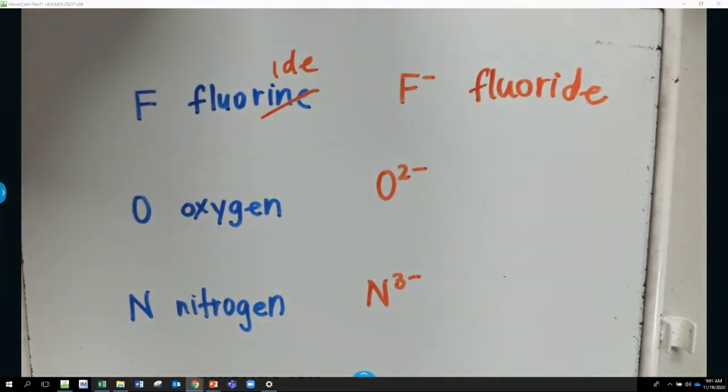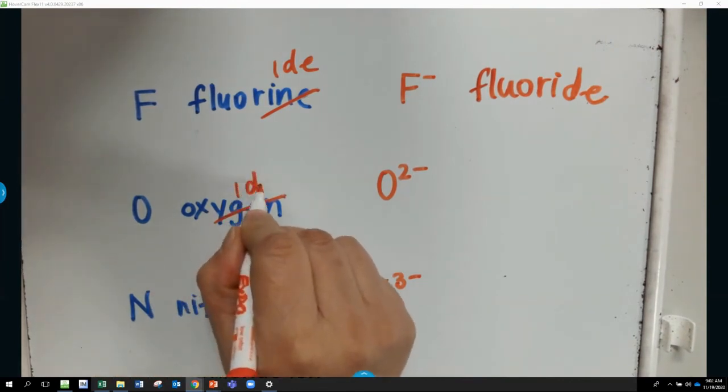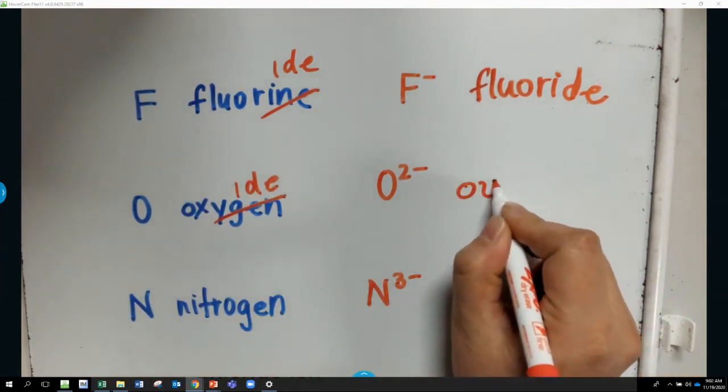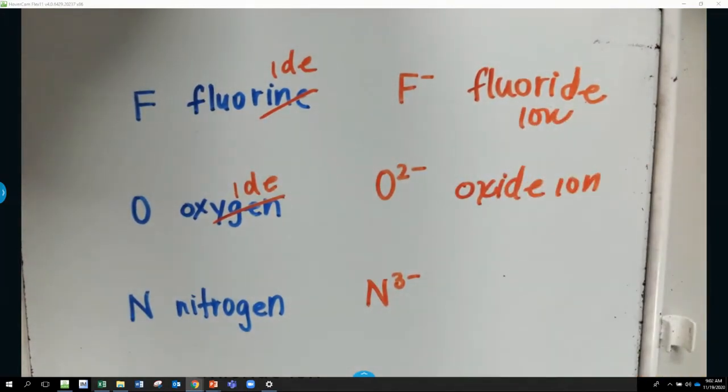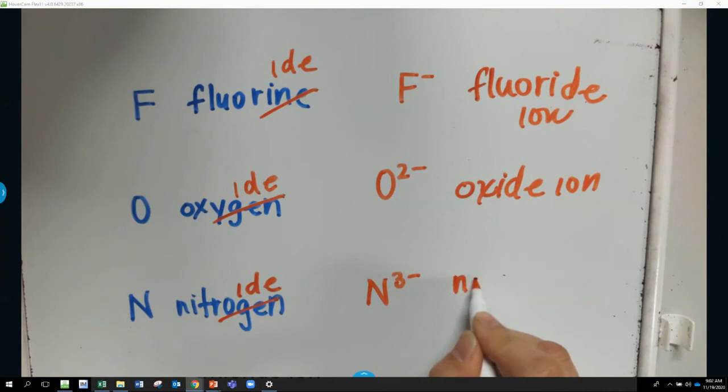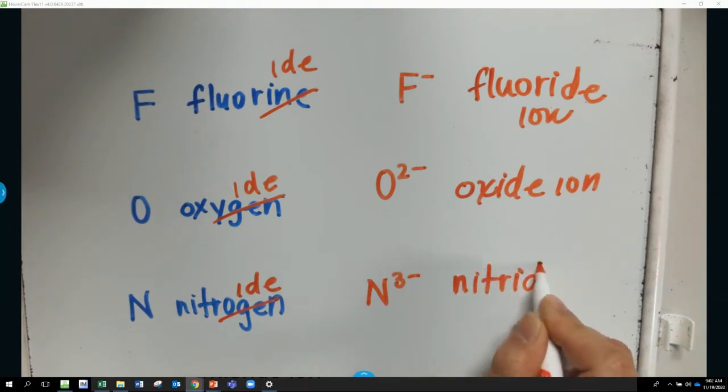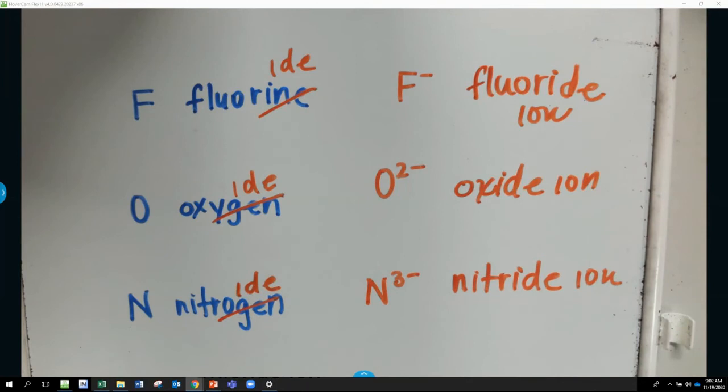Okay, for oxygen, same thing. This is an O2-, so I would knock off the end and replace it with IDE. So this becomes oxide ion. Okay, down here, this is nitrogen. If we're talking about N3-, we're going to knock off the end of the name and replace it with IDE. This is nitride ion.